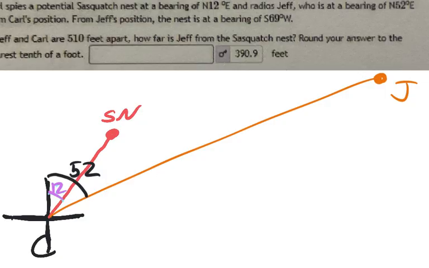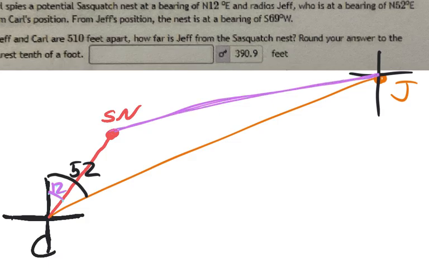From Jeff's position, so now we're going from here, the nest. So we're looking at the Sasquatch nest. It's a bearing of 69 degrees west of south. So if I went to the Sasquatch nest, it's 69 degrees west of south. West of south, which means this angle here is 69, because that's west of south. Right, you're back to the south. You're back to the south.